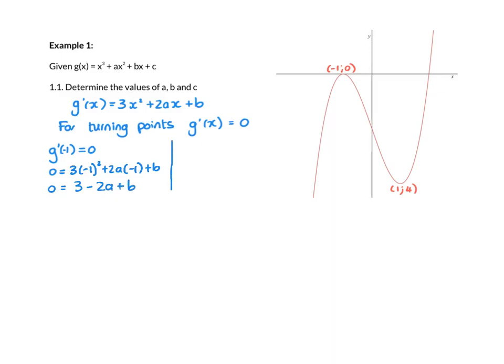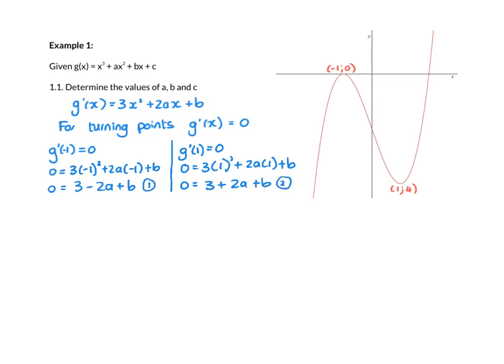Now, since I've got two unknowns, I'm going to need a second equation. So let's use the other turning point. At my other turning point, when x is 1, my derivative is 0. Be careful not to make it 4. You're not looking for the point, you're looking for the derivative. Again, I substitute in and get an equation.